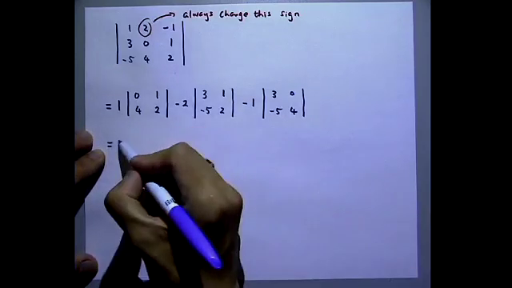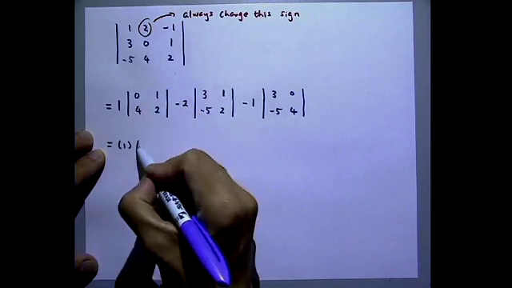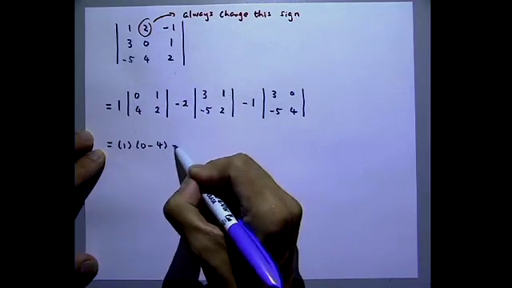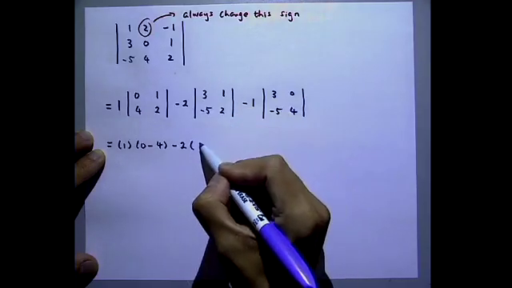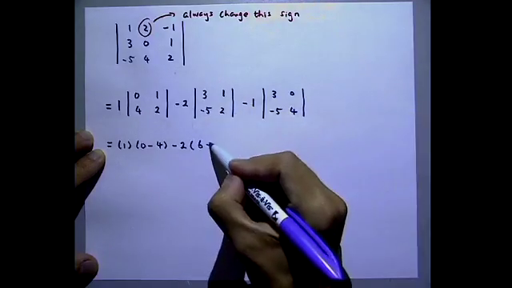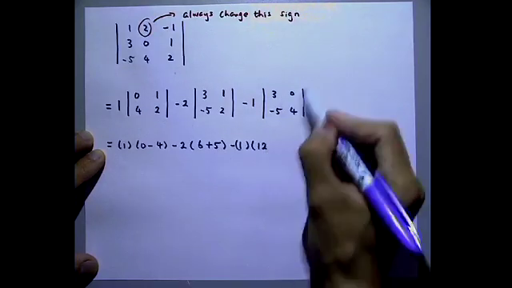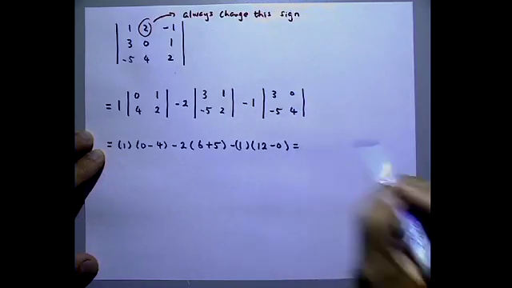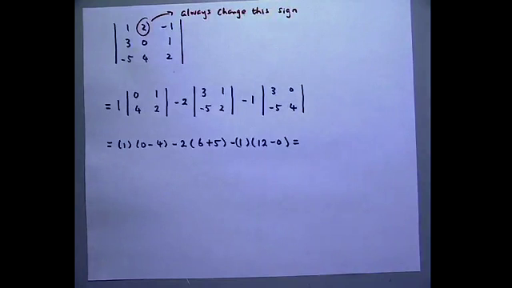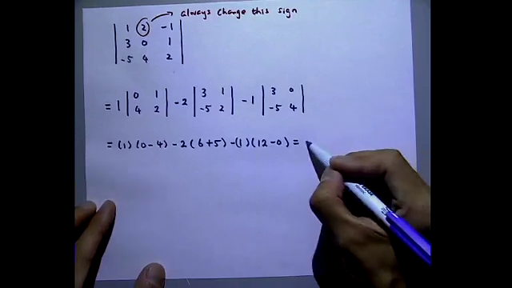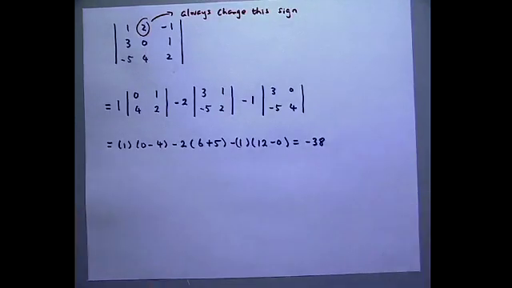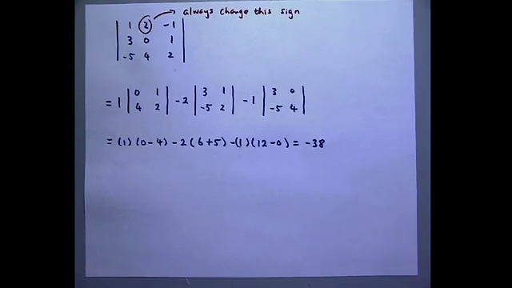Okay, then let's finish this up. We get 1 times 0 times 2, minus 4. Minus 2 times 3 times 2 is 6. Minus 5 plus 5. Minus 1 times 12 minus 0. And we end up getting negative 38. All right? Questions about this?